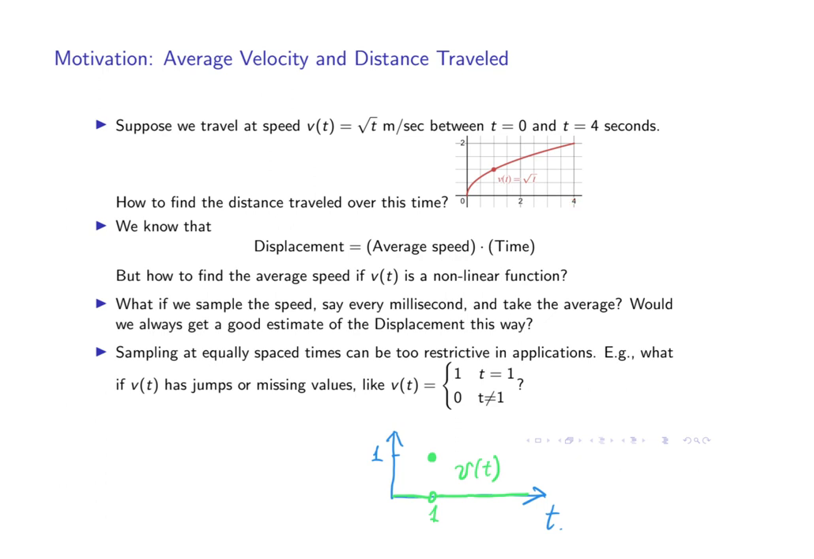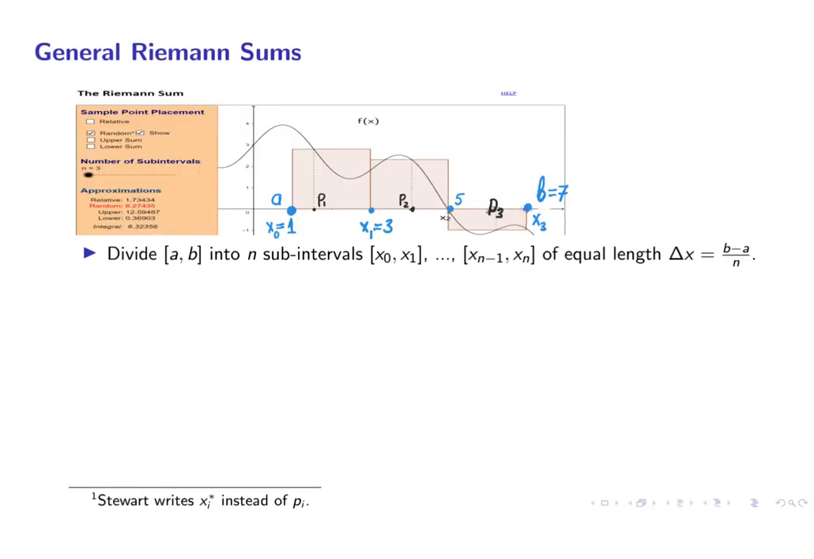So we are going to specify a more general sampling procedure and to describe the class of functions for which that sampling procedure leads to accurate computation of the displacement. Here is the general setup for defining Riemann sums. Suppose we have a function defined on the x interval from 1 to 7. More generally, it's going to be the x interval from x equal a to x equal b.